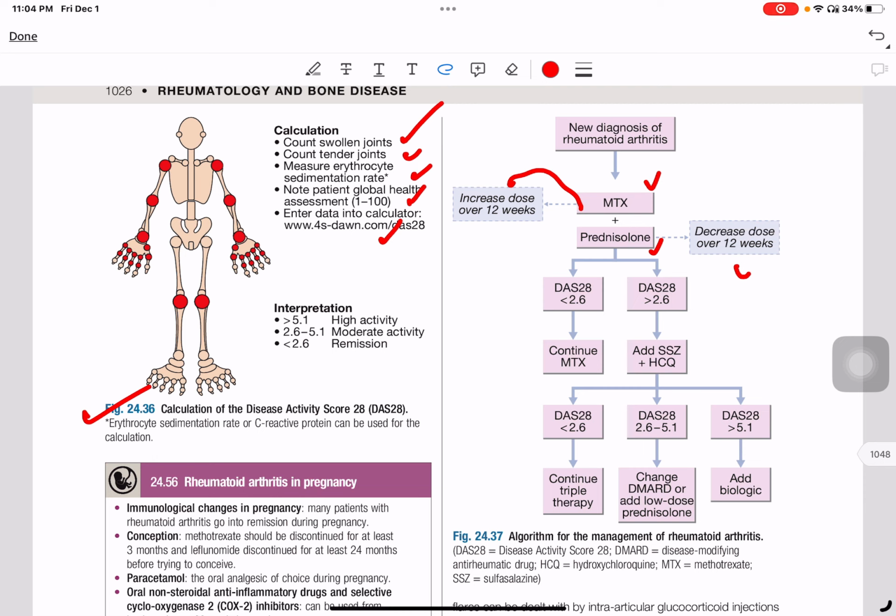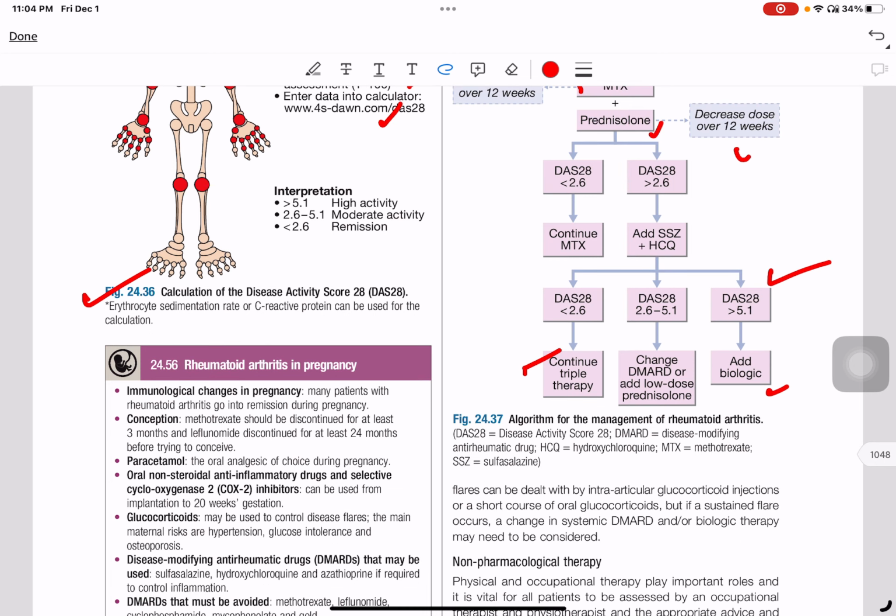If the disease is assessed again after 6 weeks, and the disease activity is more than 5.1, we have to add biologics. If it is between 2.6 and 5.1, then we have to add low dose steroid or change the DMARD. If it is less than 2.6, then we have to continue the triple therapy. So this is how the treatment should be continued.